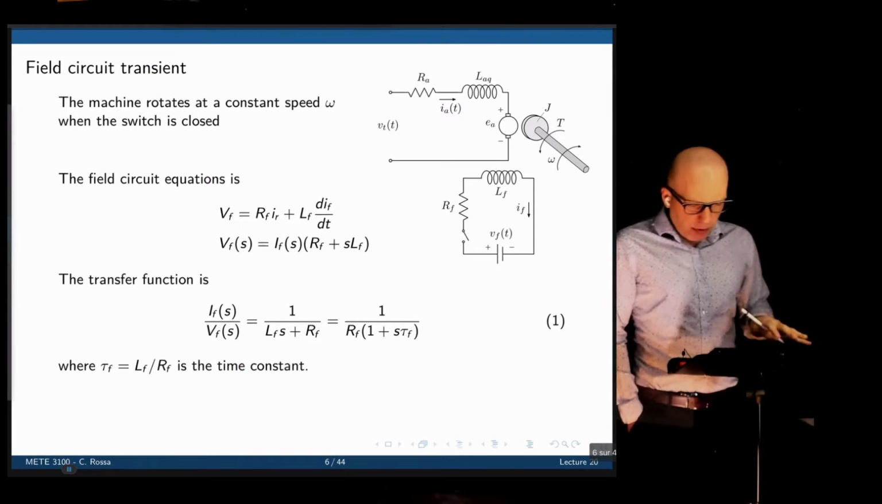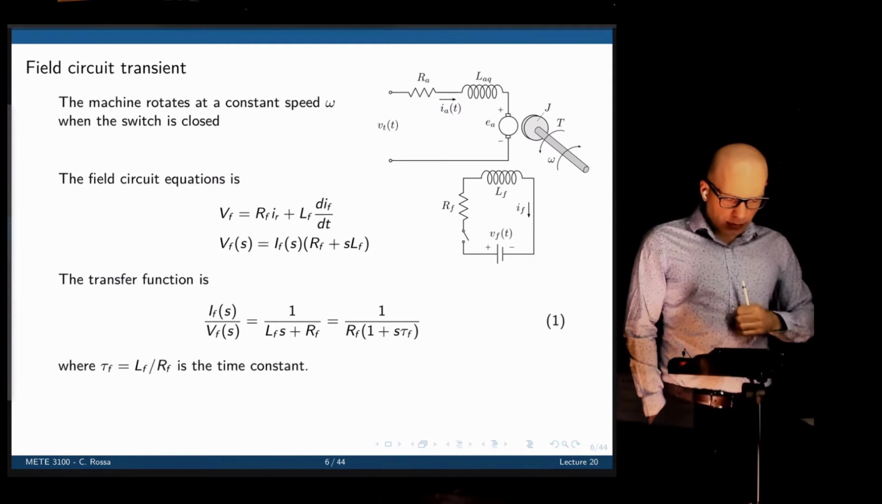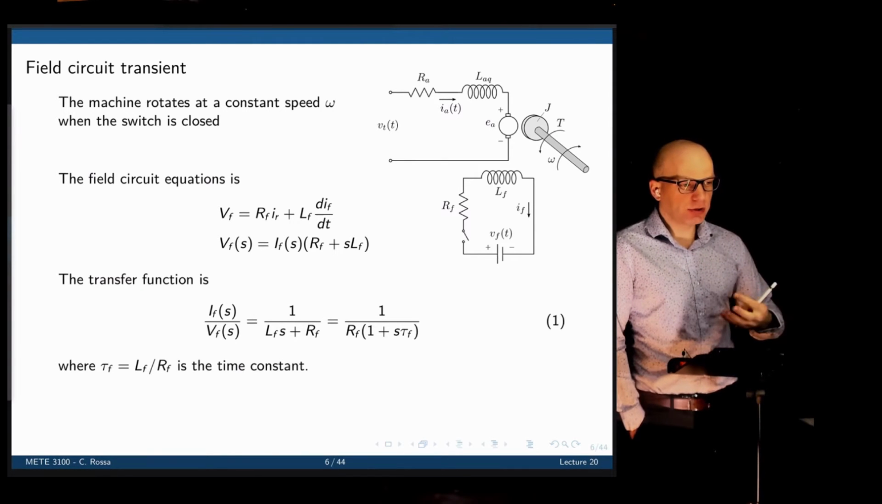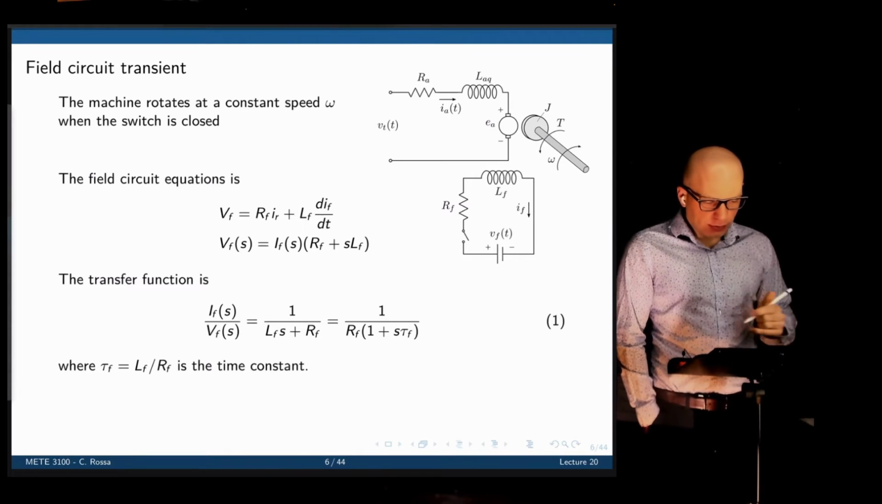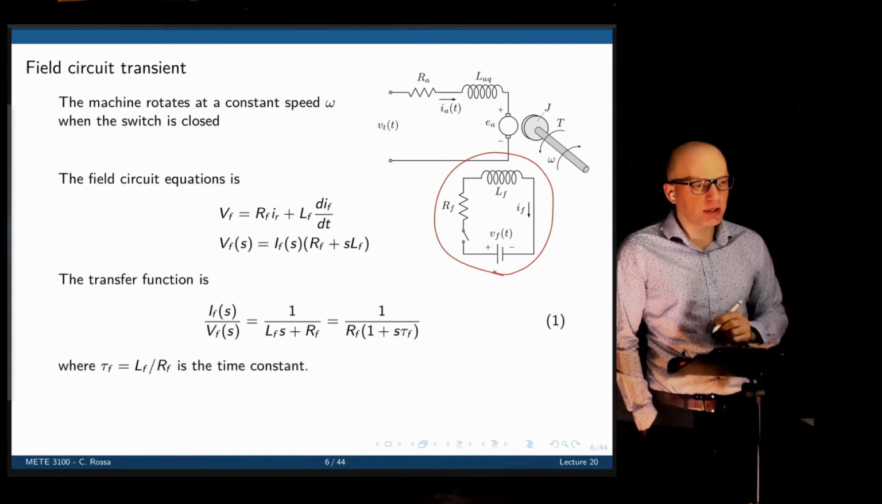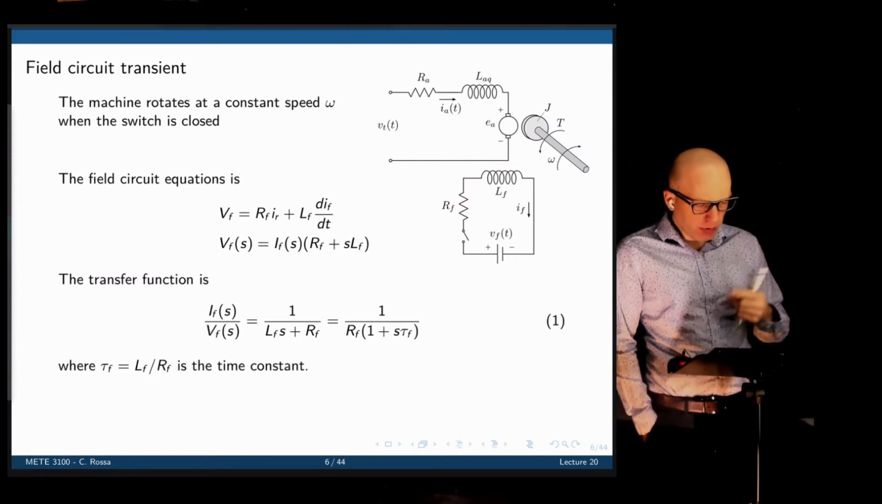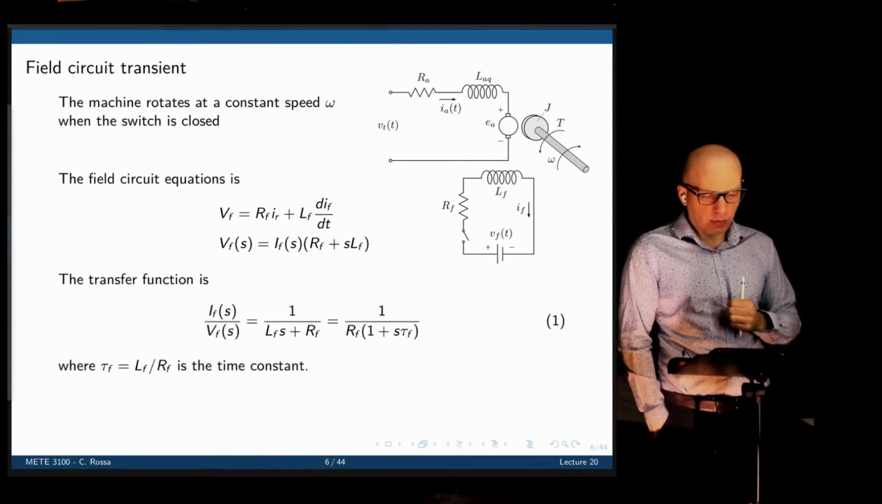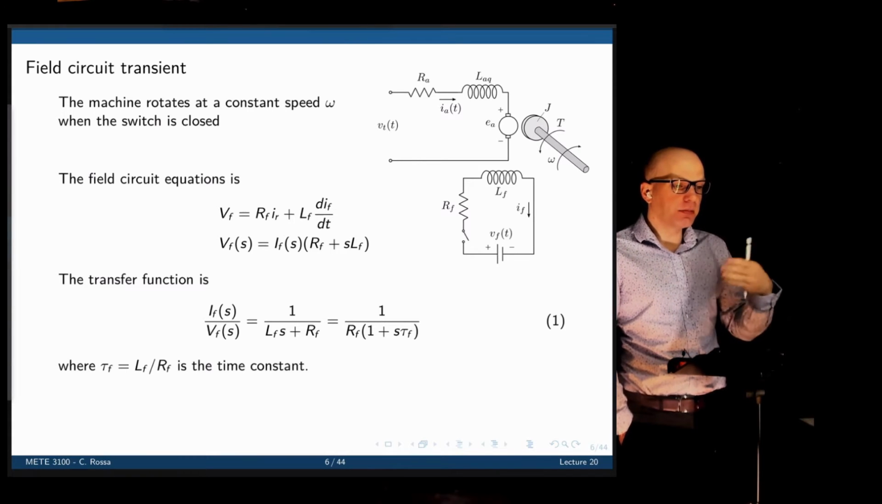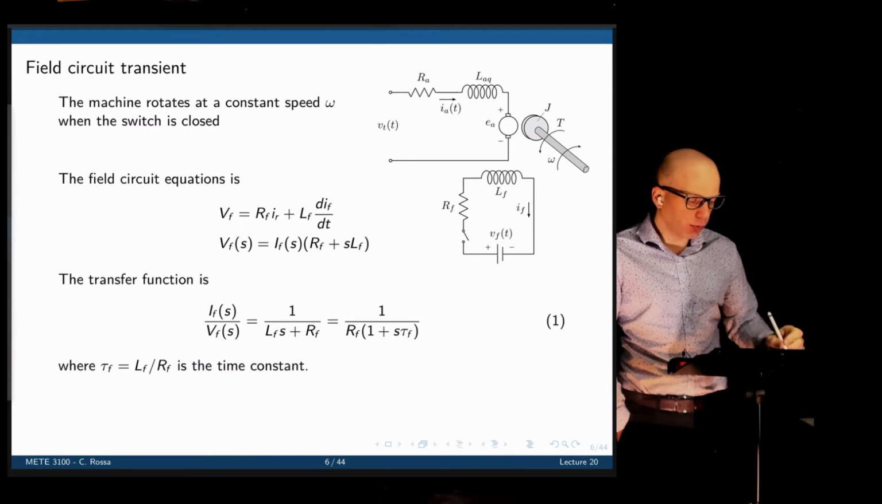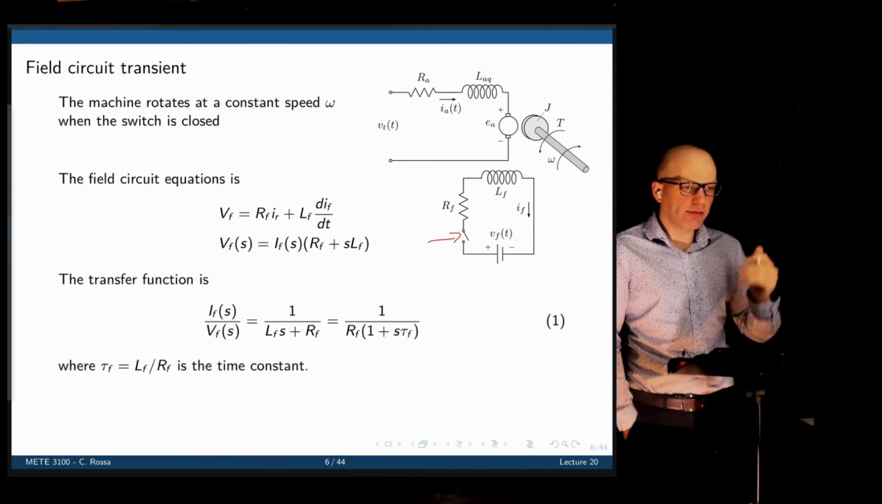Okay, now it's the easy part. Now that we have made these assumptions and we have established the equations for torque and the EMF, we can look at the field circuit and develop an equation for the transient of this circuit. So this is very simple. This is a first order differential equation. So let's assume that the machine is rotating at a given speed, and then the switch in the rotor core is closed at a given time.